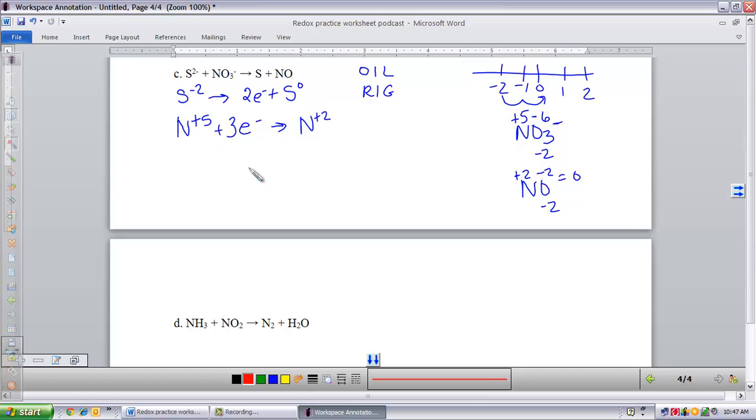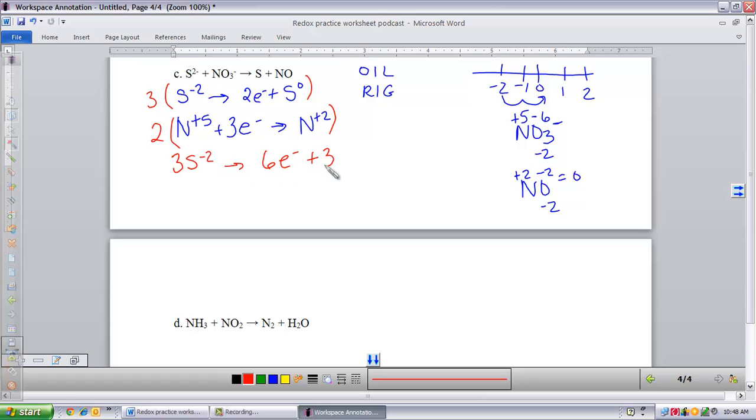Now, this is the second part. I want to balance the reaction. I've got my half reactions all set up, but now I need the 2 and 3 to be equal. The least common multiple of 2 and 3 is 6, so I'm going to multiply this times 3 and this times 2. You don't always multiply them by the other number. It just so happens that's how it worked out here.